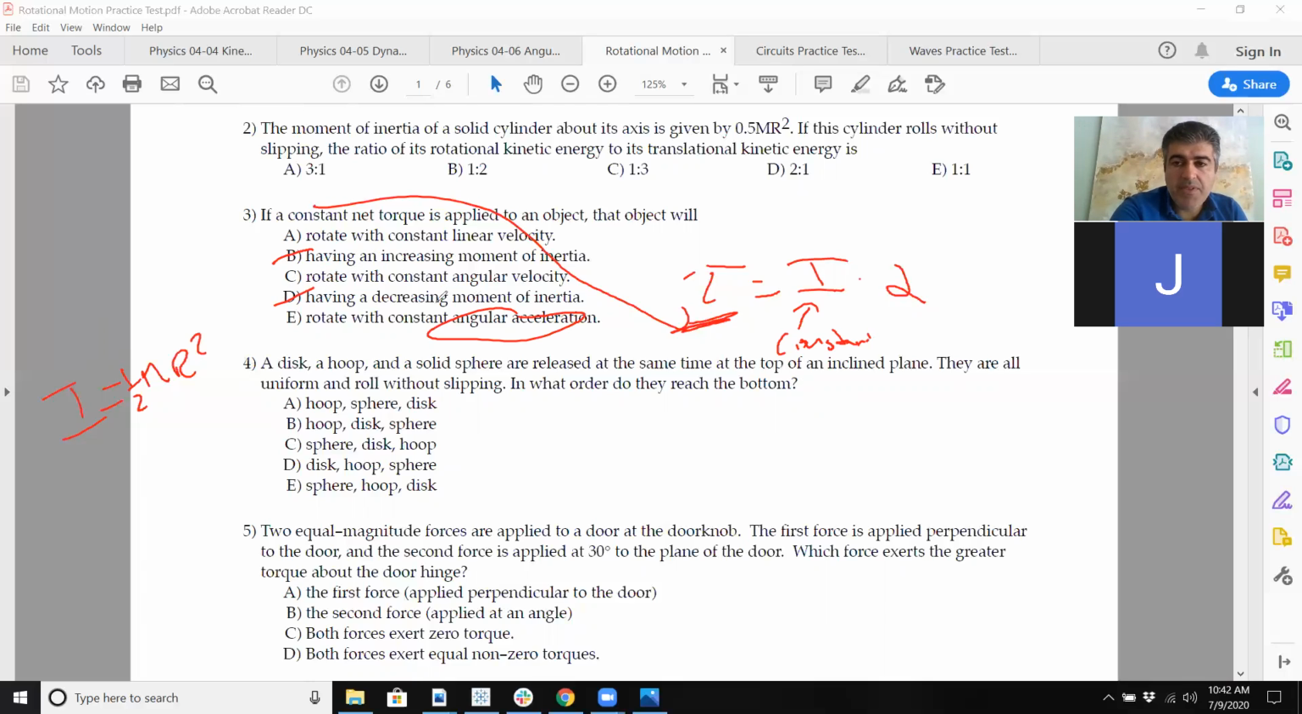No, you don't have a constant angular velocity, because then you would have 0 net torque. If that's true, then your net torque is 0 because you have 0 angular acceleration.